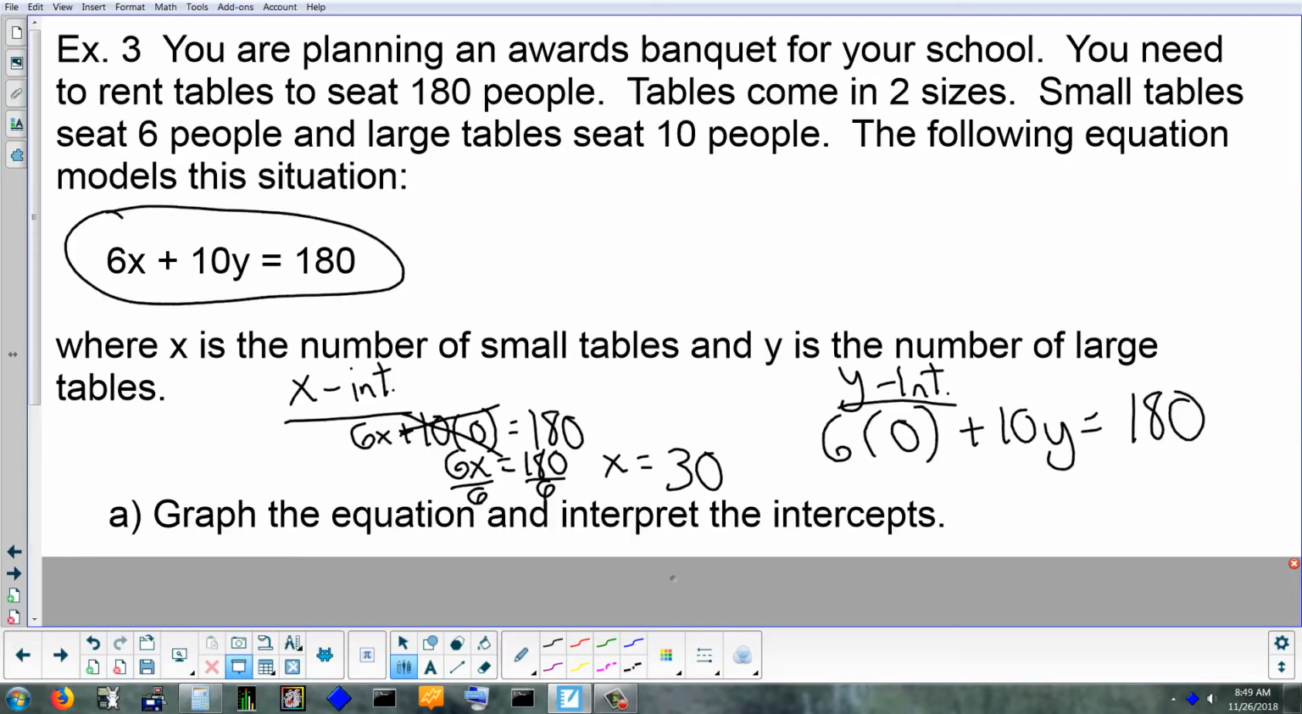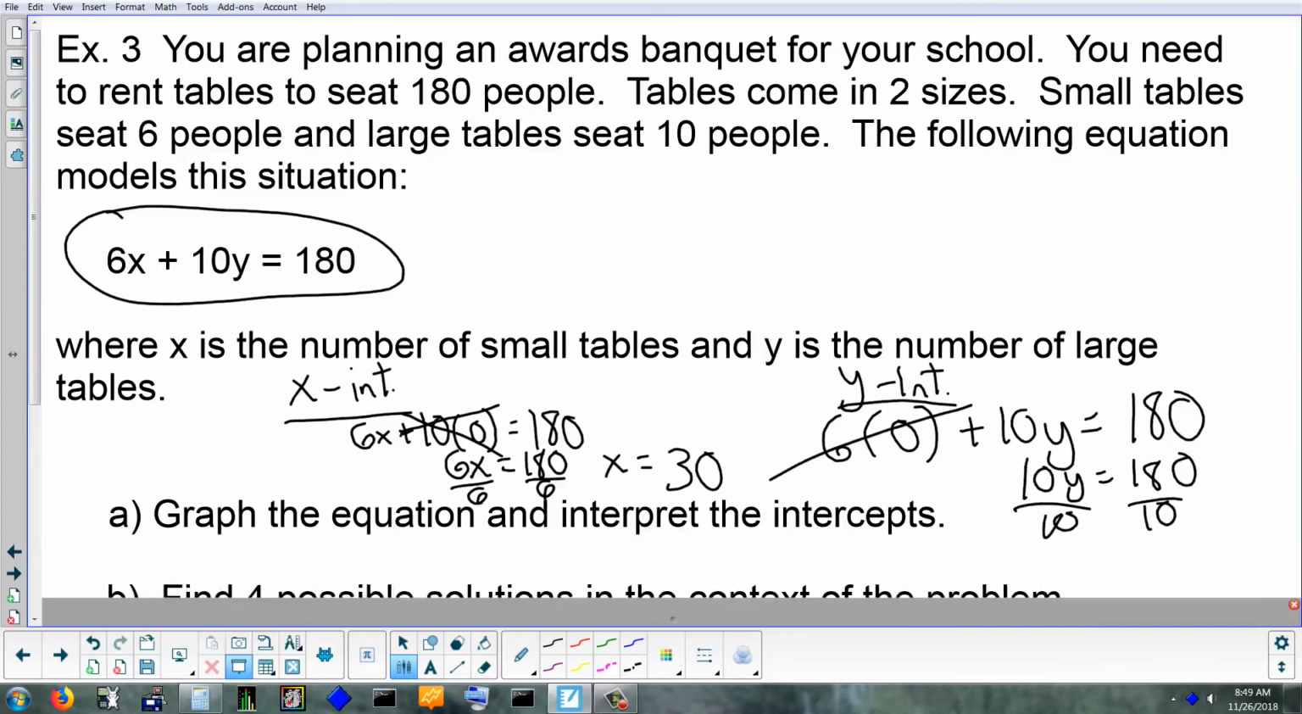All right? What can I do to the 6 and the 6 times 0? What have I done every time? Crossed it out, right? What am I left with, Jake? 10y equals 180. You know the last step? Just like we did over here. What am I going to do? Divide. Divide by what number? 10. Nice job, Jake.